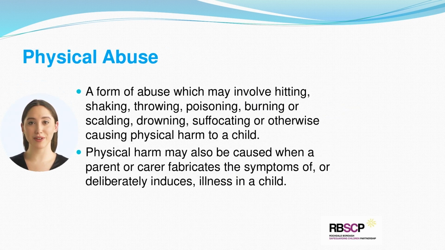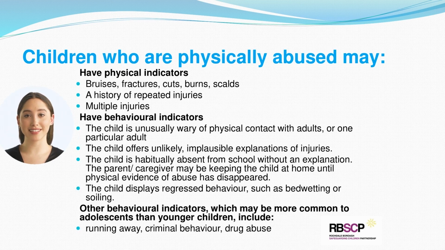Physical abuse may involve hitting, shaking, throwing, poisoning, burning or scalding, drowning, suffocating, or otherwise causing physical harm to a child. These are some of the indicators of physical abuse. There are a lot of them, so take a few moments to read through them before moving on. Pause the video if you need to.